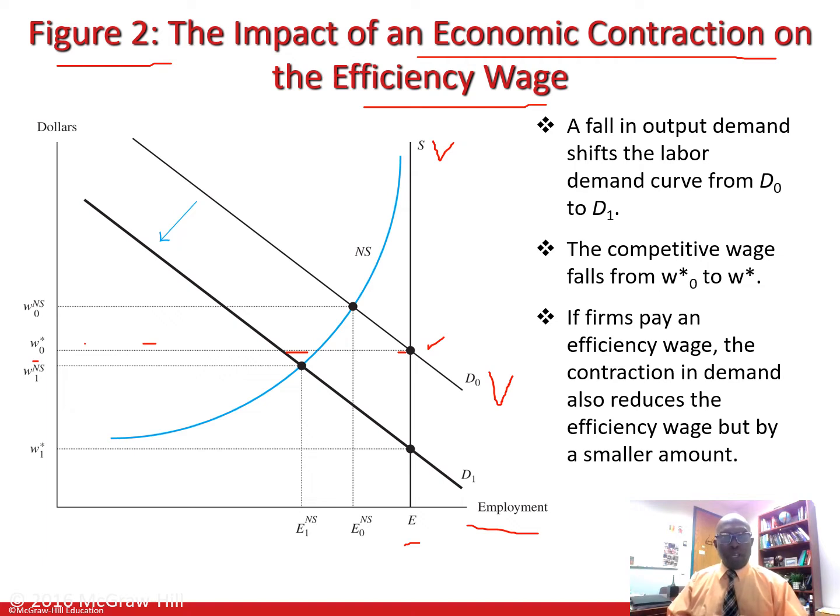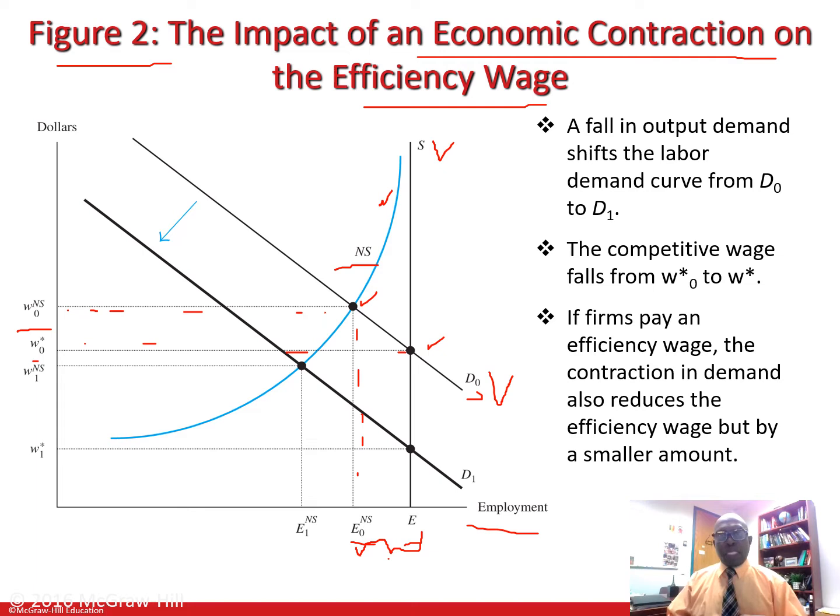With the efficiency wage model, the supply curve is the non-shirking supply curve, which is positively sloped, the blue line here, crossing the demand curve D0 at this point. So the number of workers with the efficiency wage model would be E0 NS, and the wage rate would be W0 NS. The difference between these two, E0 NS and E, would be unemployment.